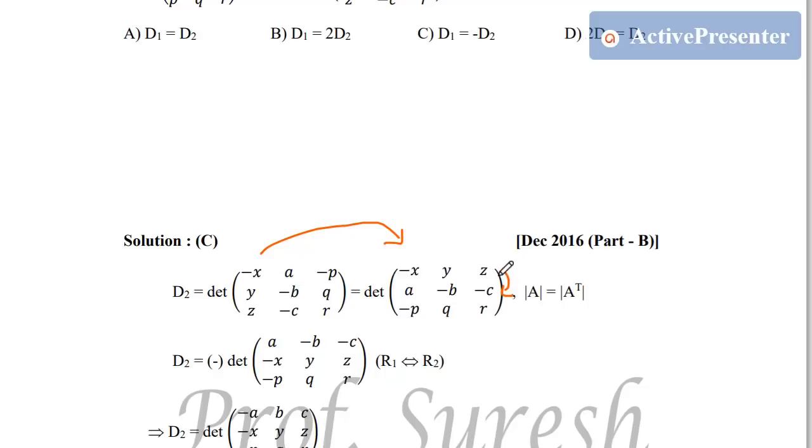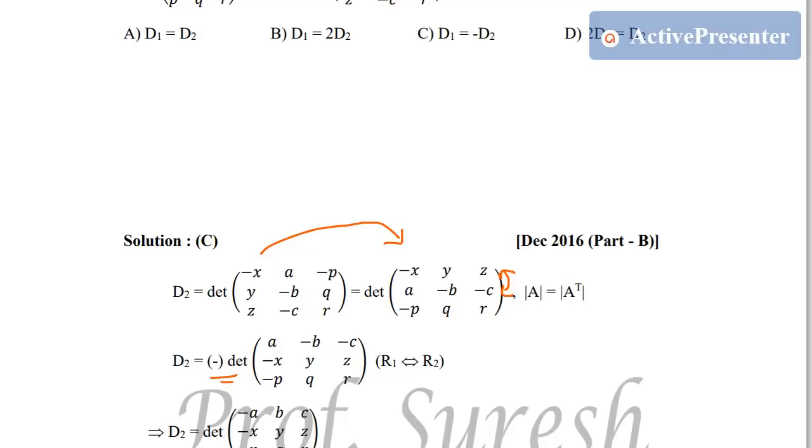When you interchange, the sign of the determinant will be changed. So, put minus here, and then take this minus to the first row. Take this minus and multiply with the first row. So plus A will become minus A, and then plus B plus C.